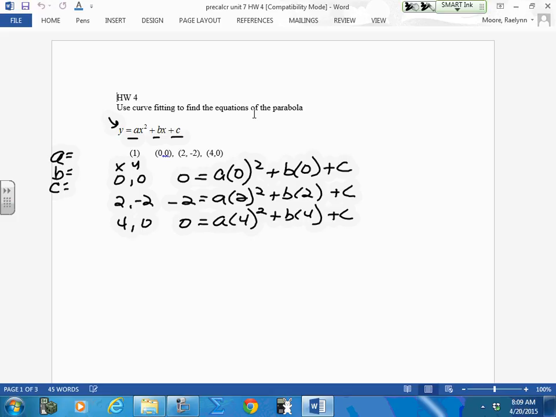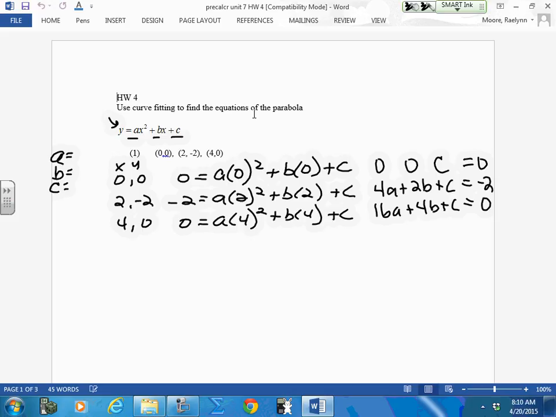Condense those formulas, and at the same time, move the constant to the left-hand side. Move it to the left. Because when you do your matrix, it has to be in order x, y, z, a, b, c, constant on the right-hand side. So this is going to be 0a, 0b, 1c. This is going to be 2 squared. Remember also, when you square a negative, you always get a positive. 4a plus 2b plus c. This is going to be 16a plus 4b plus c. You might want to just throw the zeros in here.